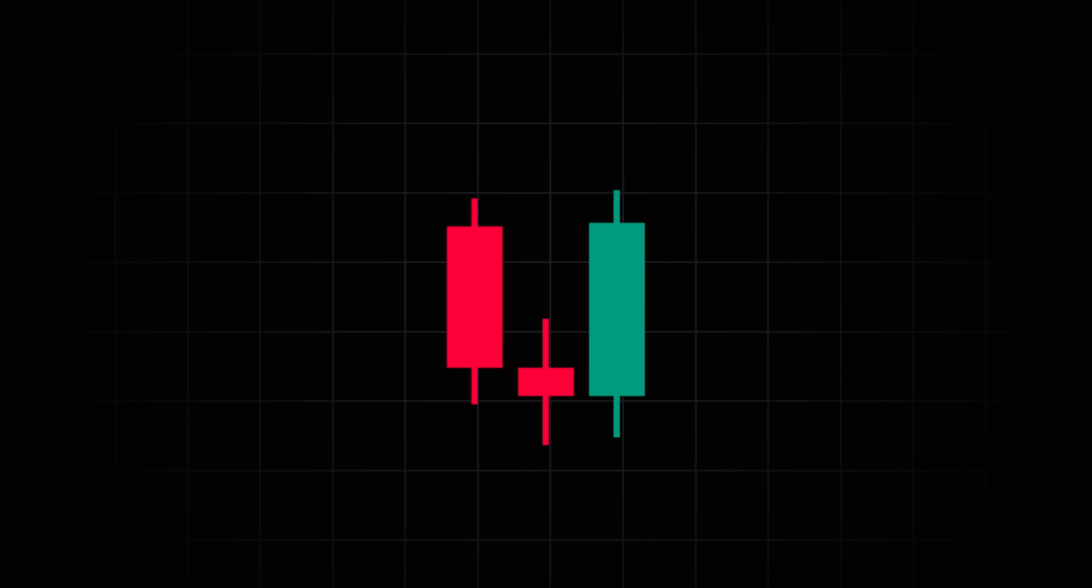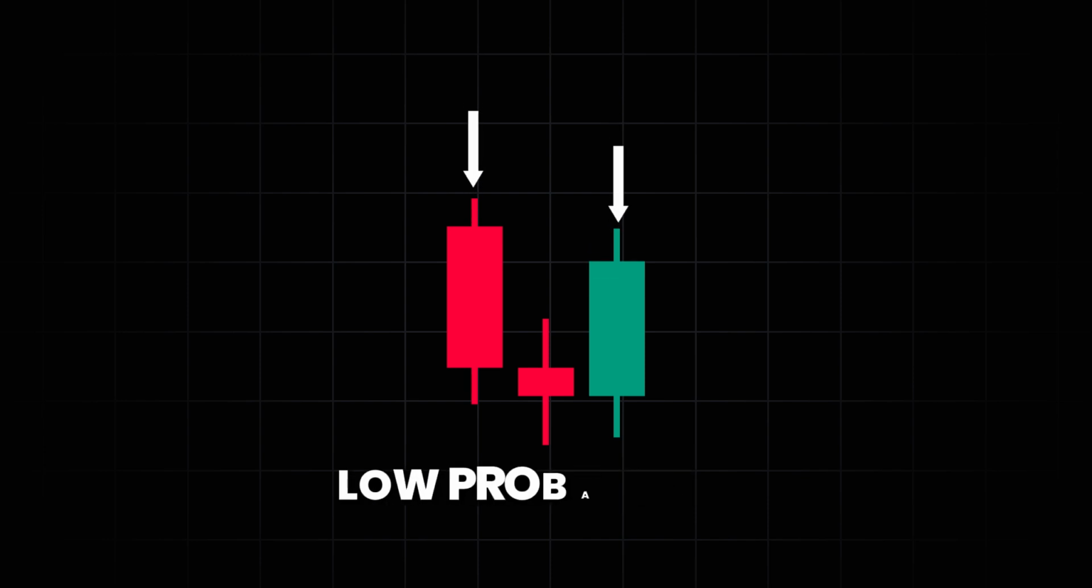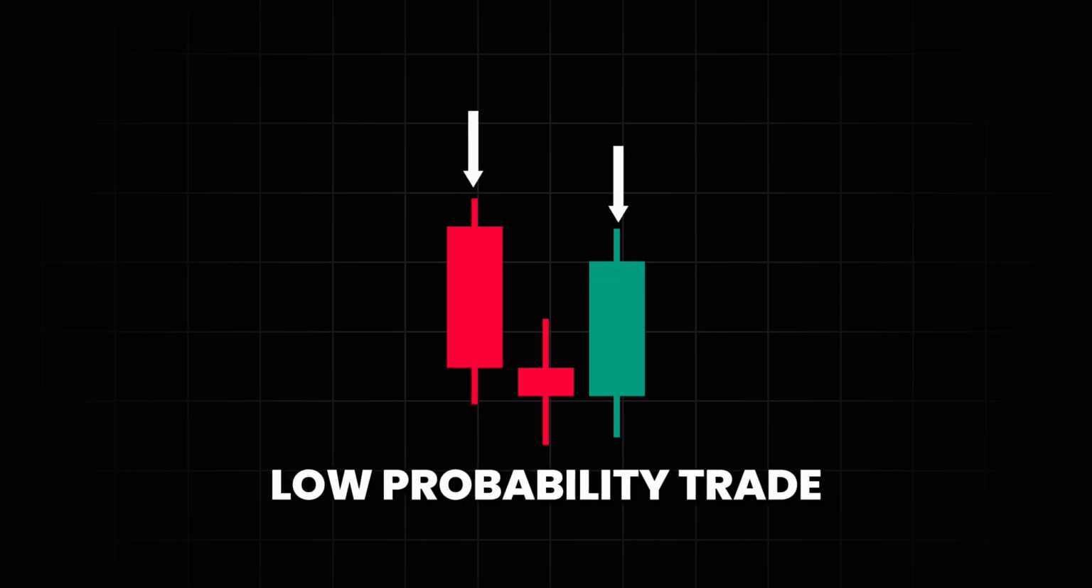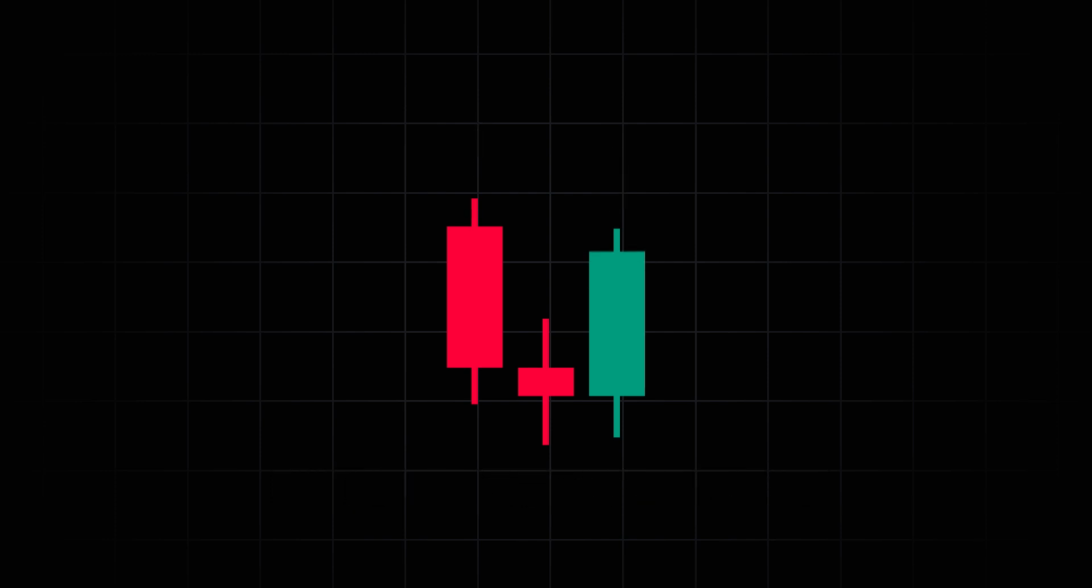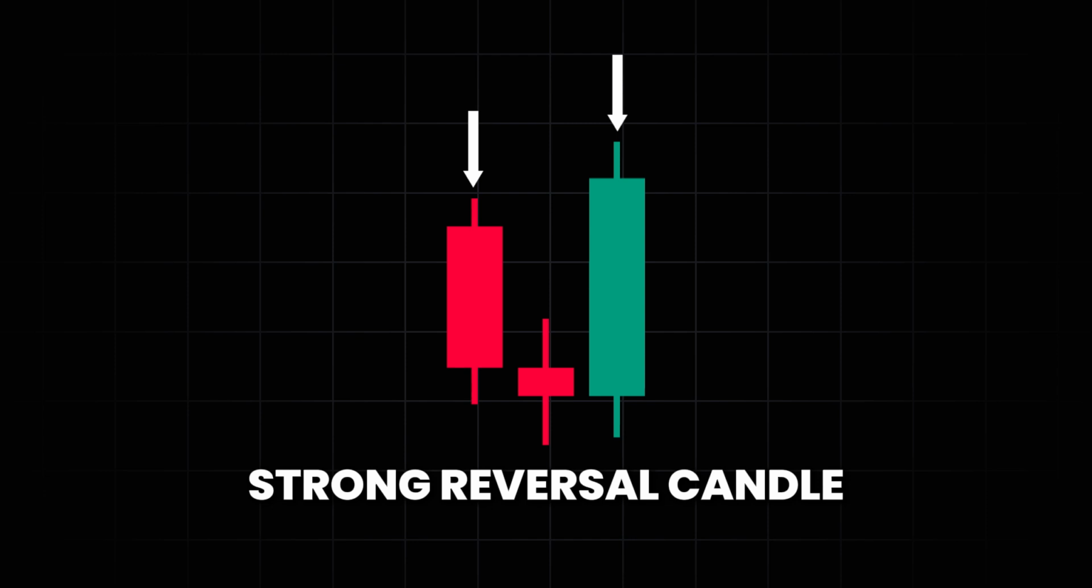The size of this candle will determine the strength of the pattern. If the candle is as big as the red candle, then it is a good trade opportunity. If it is smaller than the red candle, it is a low probability trade. Lastly, if the green candle closes above the high of the red candle, it is a strong reversal candle.